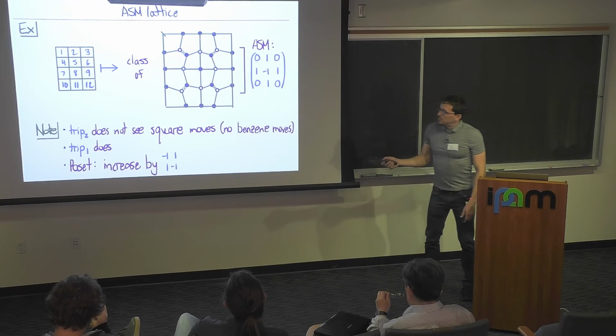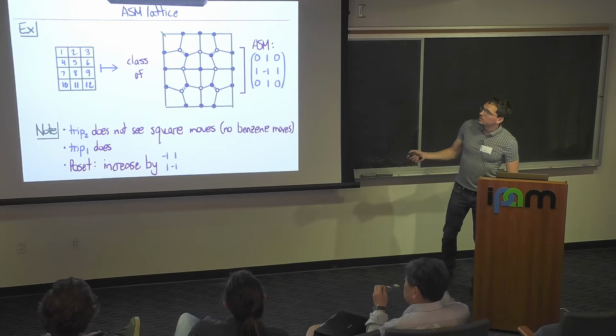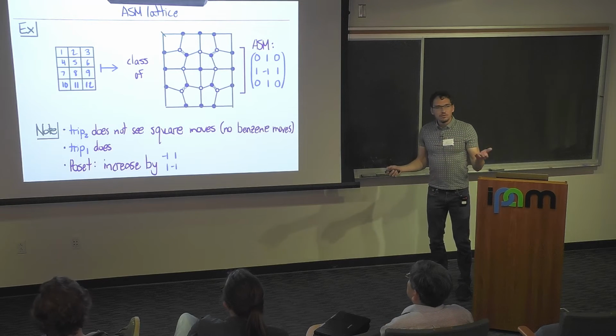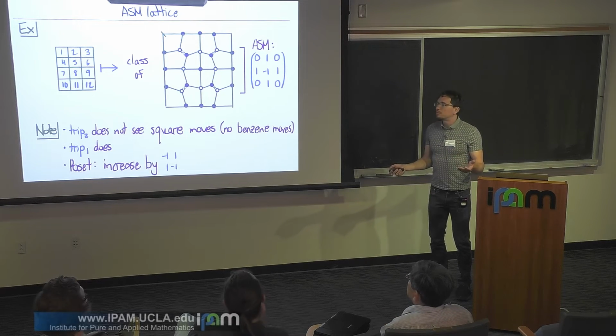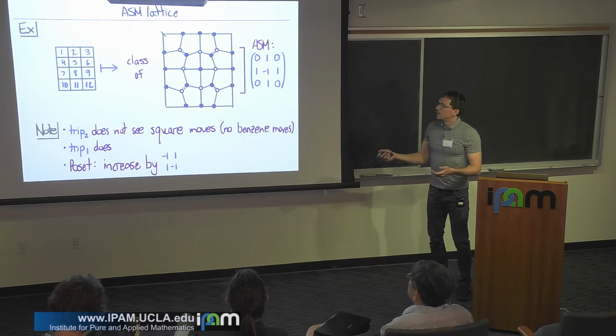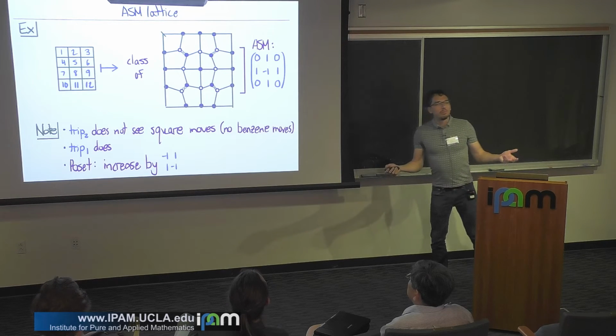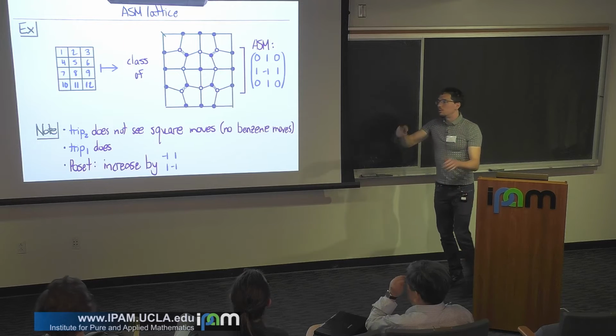Another thing that I should have said before: in the plane partition case, we have benzene moves. It turns out there are never any square moves applicable. Here it's the opposite. We have square moves. It turns out there are never benzene moves applicable. So they're kind of dual here.